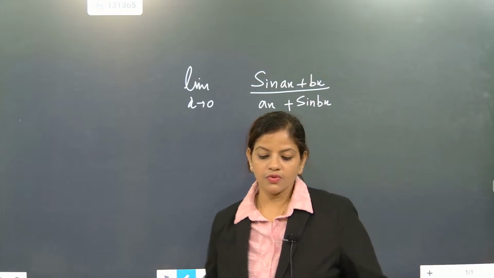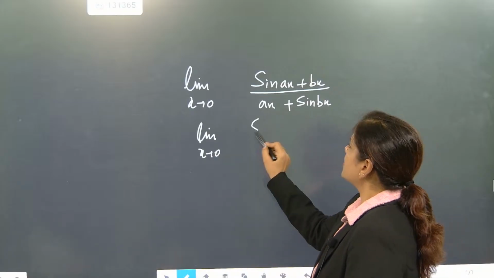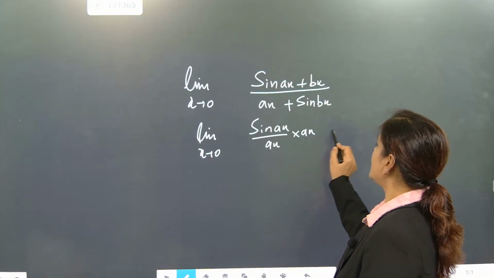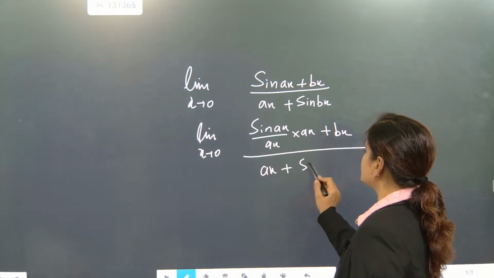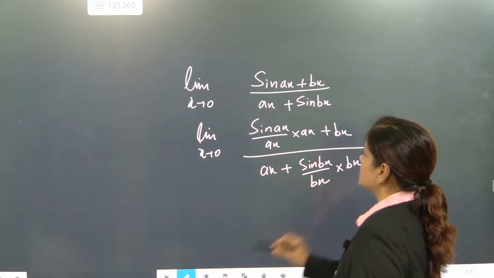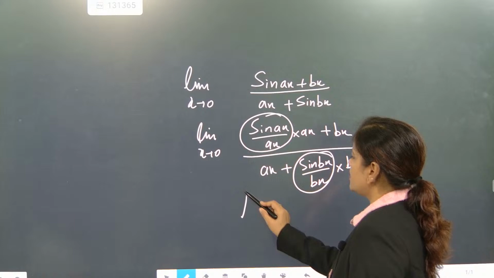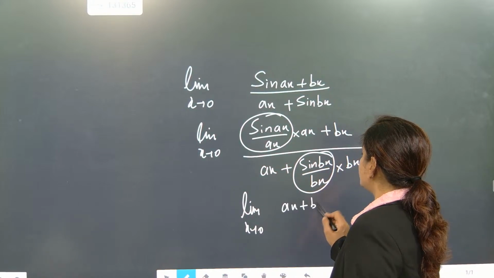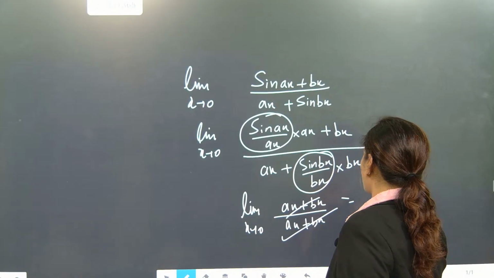Answer is 1. Okay, let's see how we are going to solve this. So limit x tends to 0. Here it will become sin ax by ax into ax plus bx. Leave it as it is. Here ax plus sin dx by dx into dx. So here this part will become 1 and this part will become 1. So limit x tends to 0, it is ax plus dx by ax plus dx. Answer is 1.